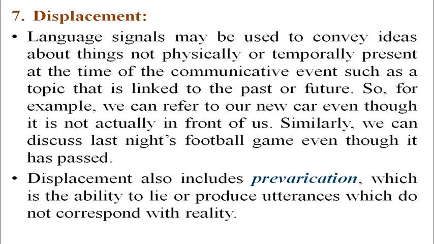The next feature is displacement. Language signals may be used to convey ideas about things not physically or temporally present at the time of the communication. So, for example, we can talk about an event which has happened in past or an event which is going to take place in the future. So, we can describe a football match that happened yesterday or long time ago. We can talk about some plan that we are going to play a cricket match, say, next Sunday. So, this feature is only there in the language of the humans. Animals do not have it, or even if they have it, it is very limited.